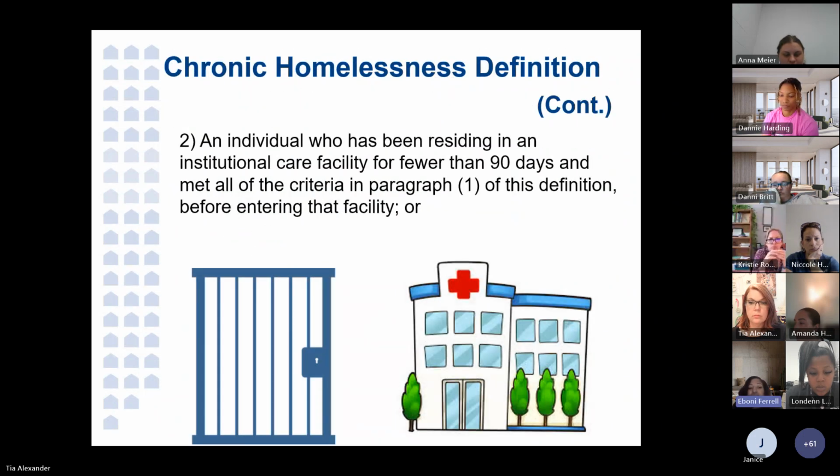If a person is exiting an institution after residing there for fewer than 90 days and they meet the definition on the previous slide prior to entering, they still meet the definition of chronically homeless upon exit from the institution if they're exiting to homelessness.